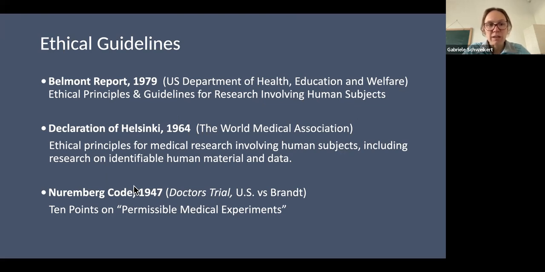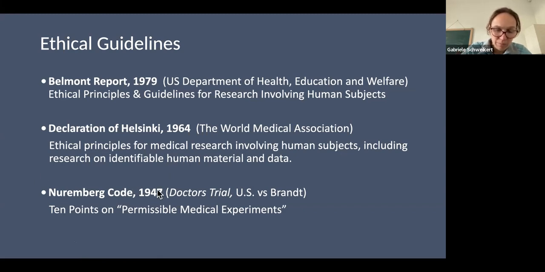And all of them really go back to the Nuremberg Code from 1947. So this was a consequence of the doctors' trials after the Nazi regime in Germany. And they, for the first time, set out 10 points on permissible medical experiments.